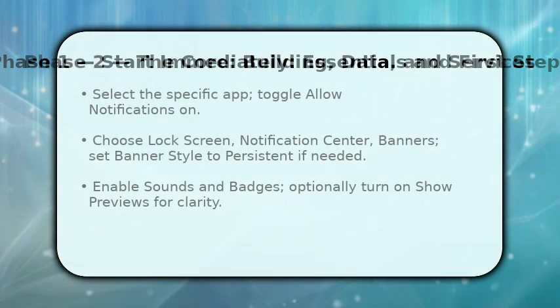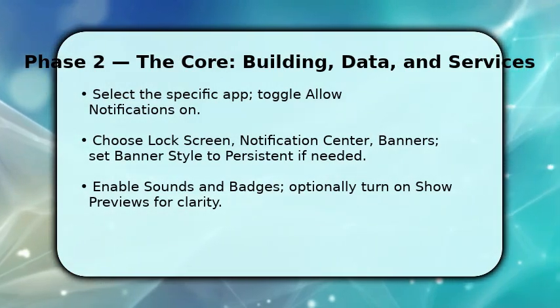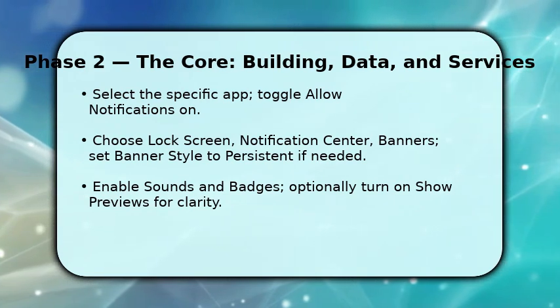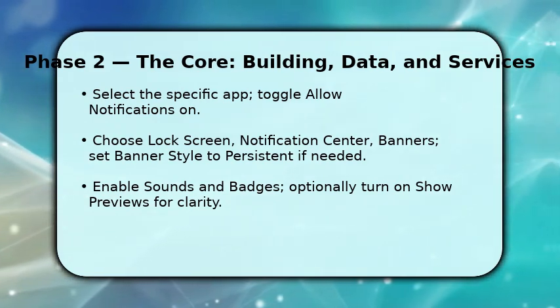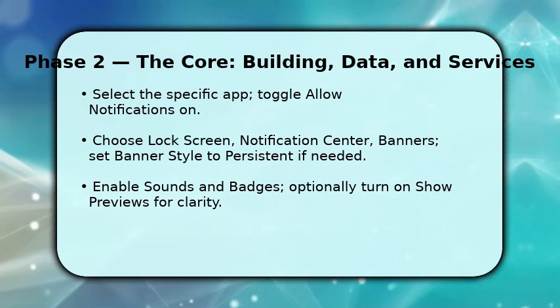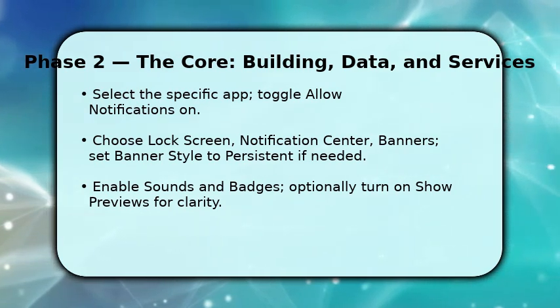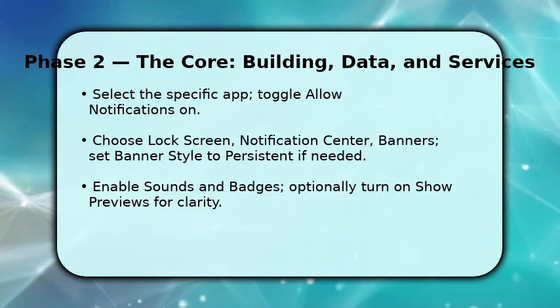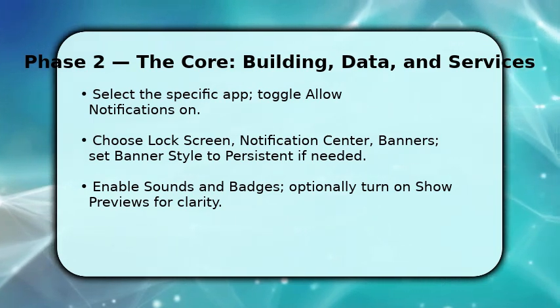Now you'll dive into app-level controls to restore notifications. Tap an app in Notifications and toggle Allow Notifications on. That reopens the channel. Next, select where alerts appear: Lock Screen, Notification Center, and Banners, and pick Banner Style Persistent if you keep missing alerts.